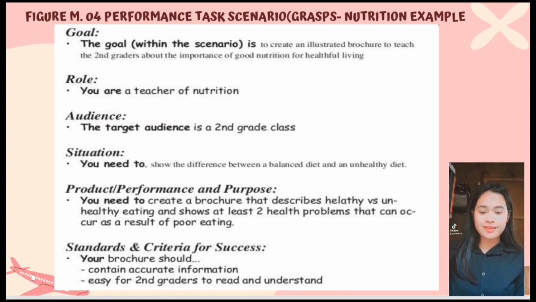The situation is you need to show the difference between a balanced diet and an unhealthy diet. And then the product or performance and purpose is you need to create a brochure that describes healthy versus unhealthy eating and shows at least 2 health problems that can occur as a result of poor eating. And lastly, the standards and criteria for success is that your brochure should contain accurate information and be easy for second graders to read and understand.